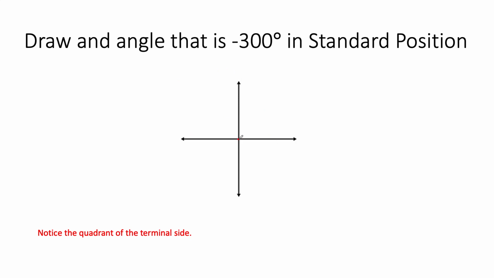Negative, watch out for negative. We always start out to the right, and now negative is going to go this direction. This would be negative 300. There's my terminal side. I land in quadrant 1 because I went backwards 300 degrees.